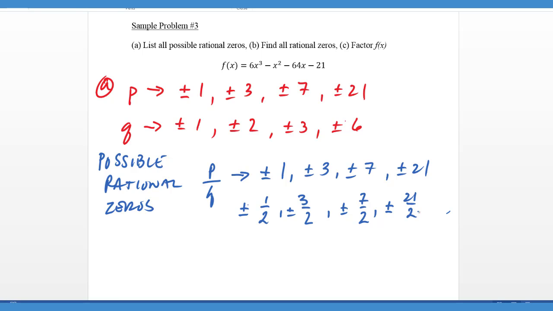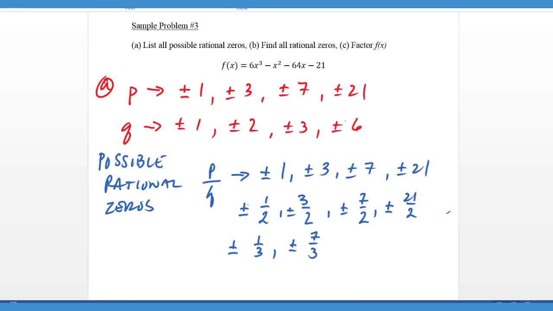Now we need to do all of the possible p's over 3. If you notice, if we do plus or minus 3 over 3, that just gives us a 1, so we're back to where we were before. We've already had that, so we do the 7 over 3. Also, if we do 21 over 3, that gives us plus or minus 7, which is another one that we don't need to write all over again.